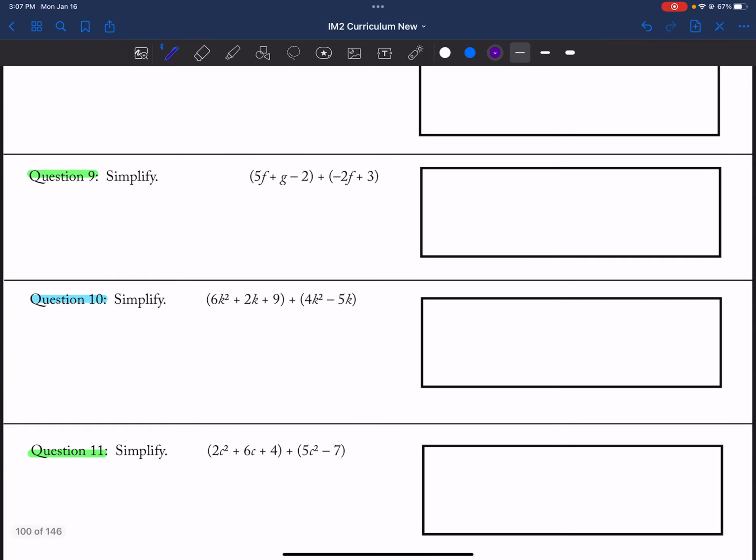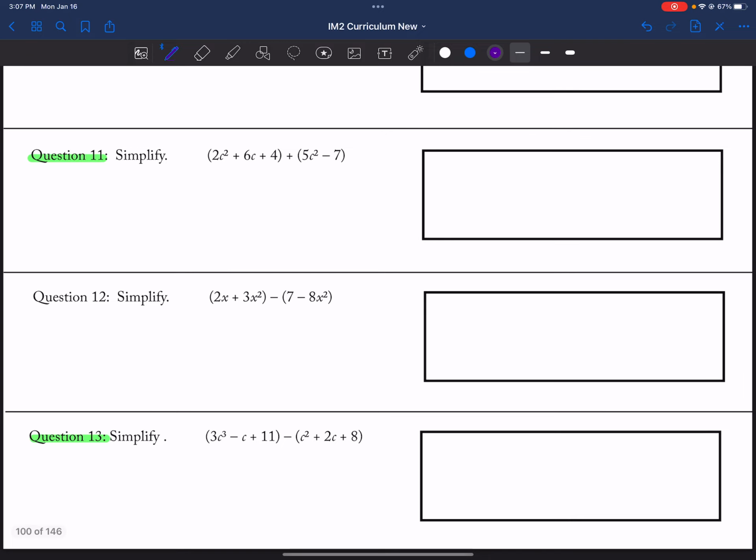And then I have addition again, so I have a 5f and a negative 2f gives me 3f's. No g's by himself, and then I have a negative 2 and a positive 3, which gives me 1. So 3f plus g plus 1.